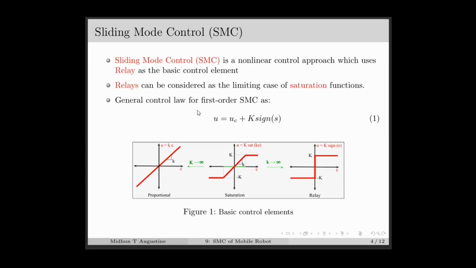And in general, the control law for first order SMC can be represented as in equation number 1, in which UC is the continuous component of the control signal and the discontinuous part is defined using the signum function as k signum of s, where s is the sliding variable which is also known as the switching function. Therefore, in the case of sliding mode control, the control switches between the value of UC plus k and UC minus k based on the sign of the sliding variable s.